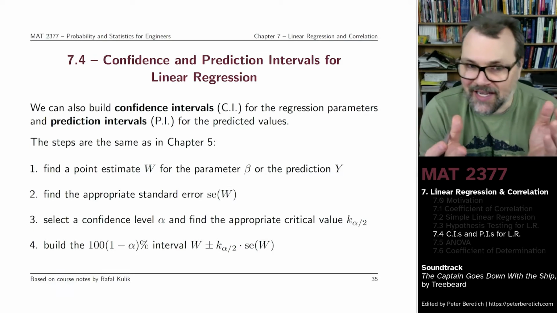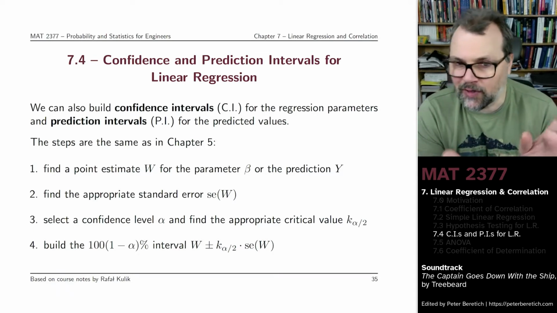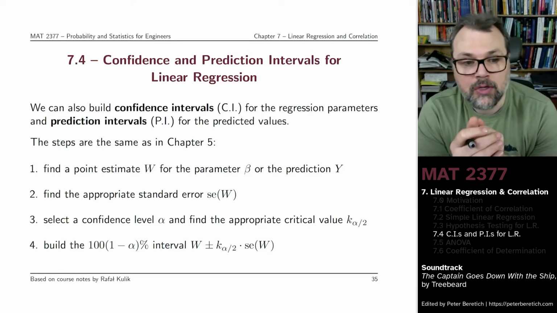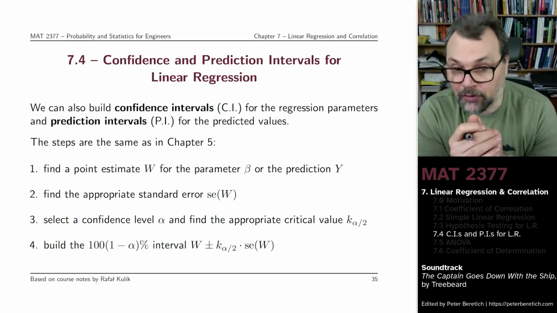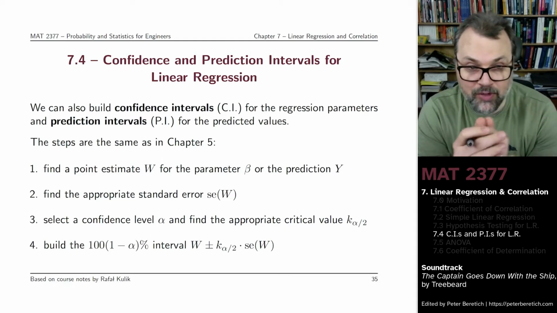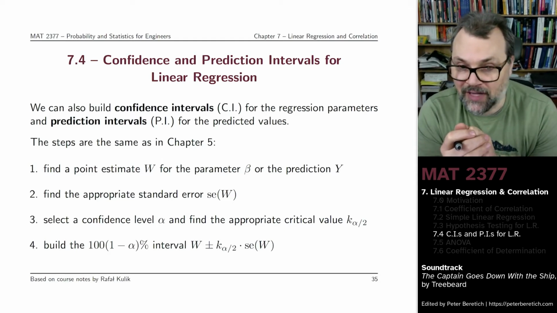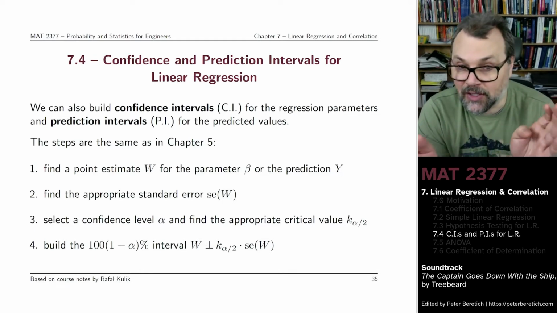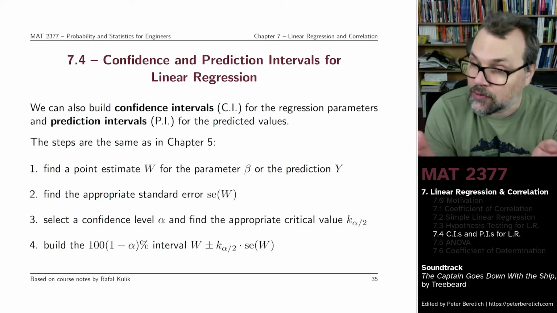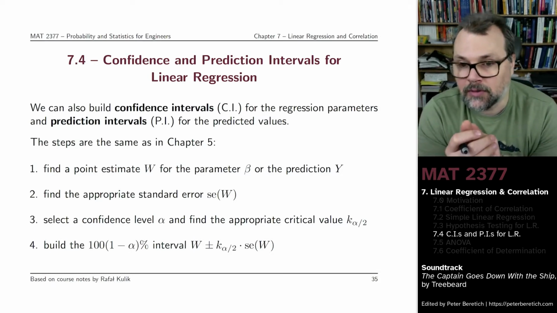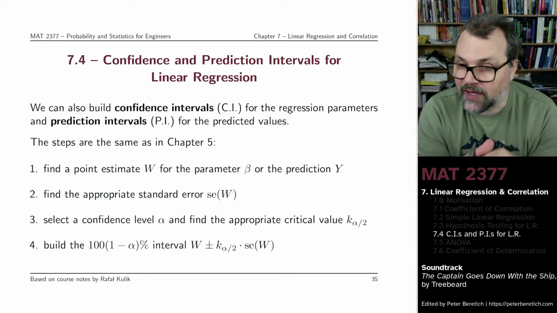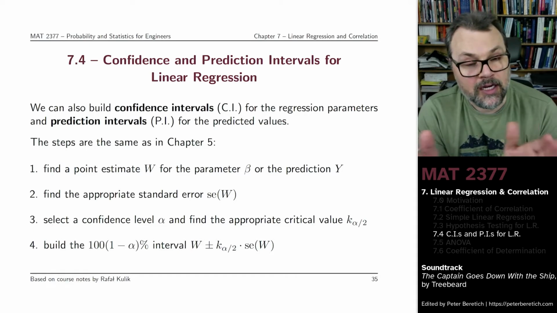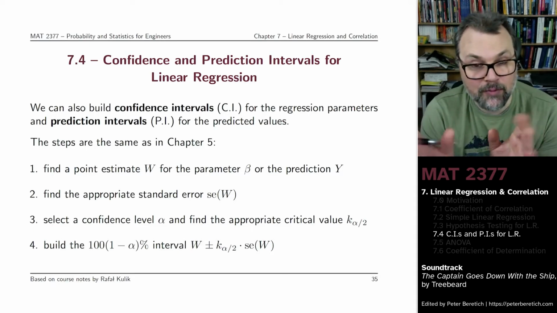You start by finding a point estimate, let's call it W here, for a given parameter, beta, or the prediction Y for the prediction intervals. You will find an appropriate standard error for this parameter based on the point estimate. You select a confidence level alpha. You find the appropriate critical value K alpha divided by 2, if you're interested in two-sided intervals, which is all we've really talked about. We're only going to be talking about two-sided intervals here, not half-open intervals.